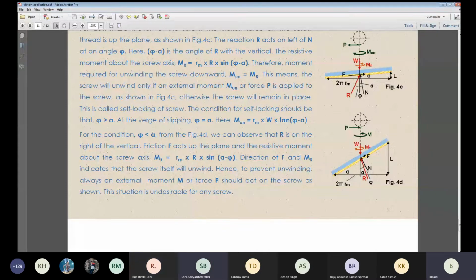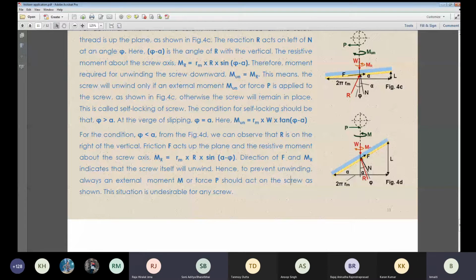What is alpha? Alpha is the angle of the plane, the lead angle. So plane angle is measured from which one? The normal and the vertical. Clear? What is phi? Friction angle. How do you measure the friction angle? From the normal direction to the R. R is the resultant.